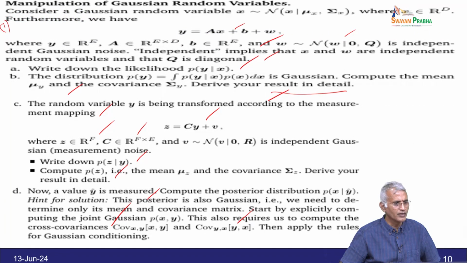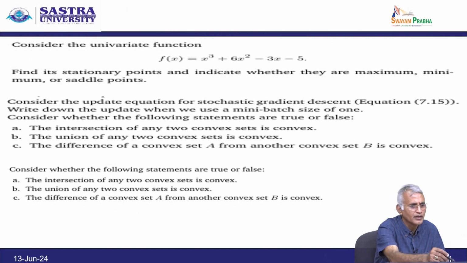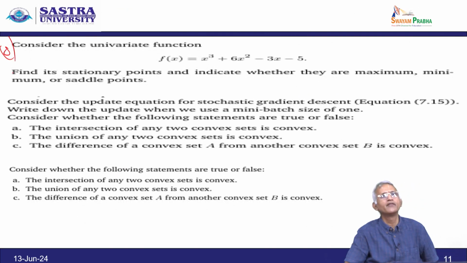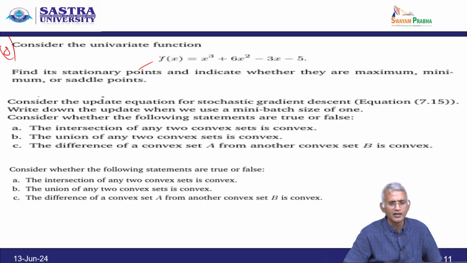So, we saw that 7 is based on the manipulation of a Gaussian random variable. Next, 8: consider the univariate function f(x) = x^3 + 6x^2 - 3x - 5. Find the stationary points and indicate whether they are maximum, minimum or saddle points.